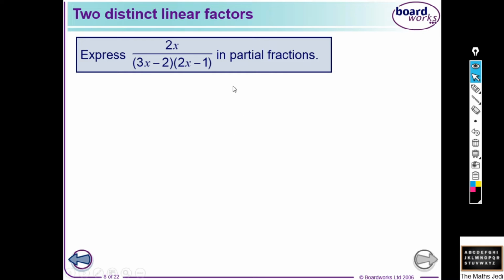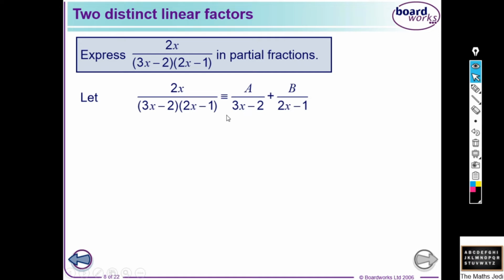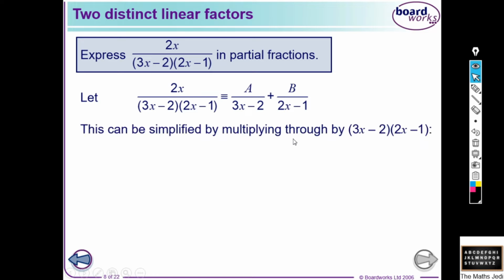For this particular example, we're going to use equating coefficients to show you how it works. So again, similar to before, we're just going to write it out as two partial fractions, 1 over the denominator of 3x minus 2, 1 over the denominator of 2x minus 1. We're going to show that by multiplying out through 2x minus 1 and 3x minus 2, we'd end up with the numerators 2x and a lots of 2x minus 1, so this times this, and then b lots of 3x minus 2, this times this. So that's a numerator expression.